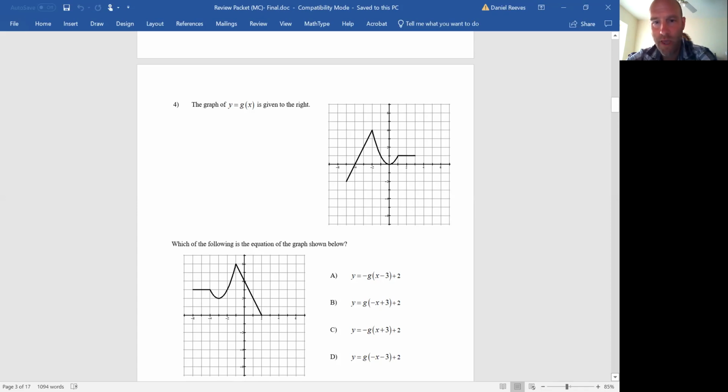For g of x, if I were to plug in a 0, I would get a 0. That's what it means to go through the point 0, comma 0. So I know that g of 0 is 0. If I'm looking at part B and I plug in a 3 for x, -3 plus 3 is 0. G of 0 should be 0, and 0 plus 2 is 2. So if I plug in a +3, I should get a 2. That doesn't even show up as part of the domain of this thing. So for 4, my only possibility is D.